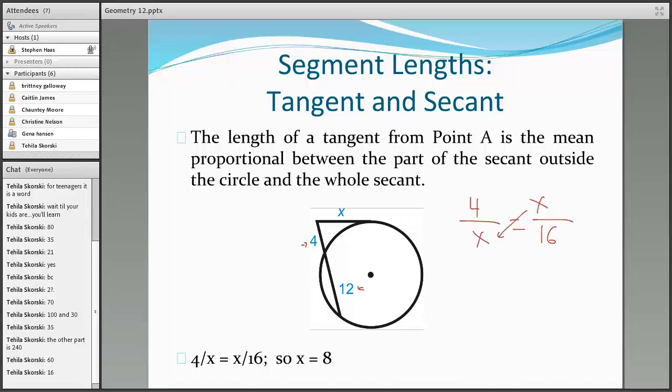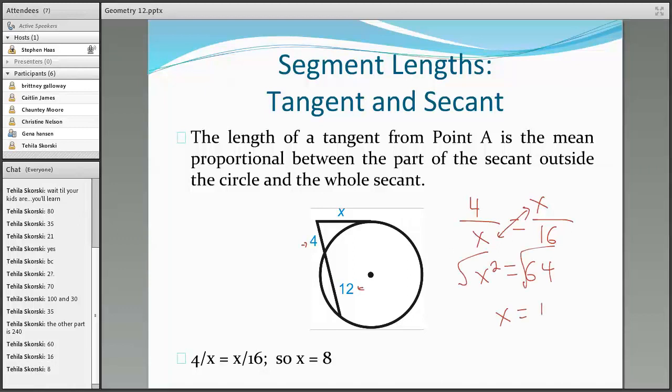X times x is x squared. 4 times 16 is 64. And of course, take the square root of each. So your answer is actually plus or minus 8, but because it is a length, we drop the negative value and only apply the positive value, and x equals 8.